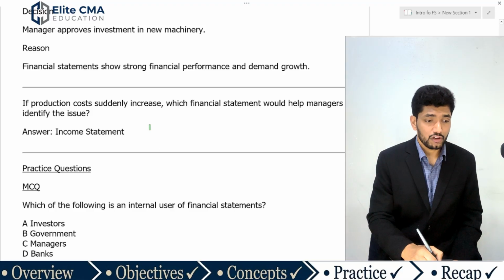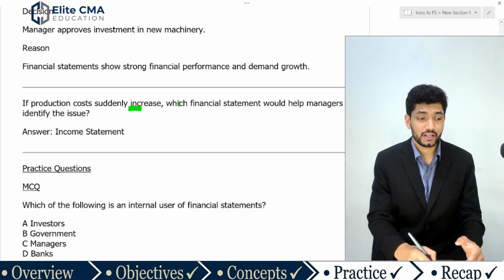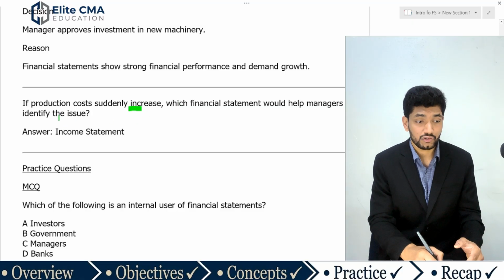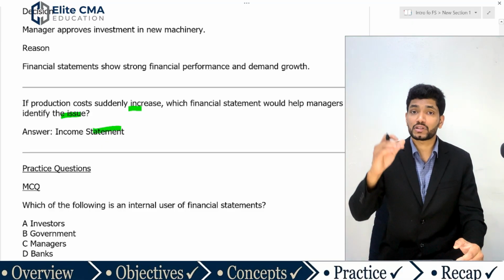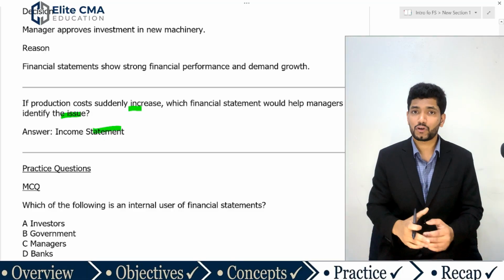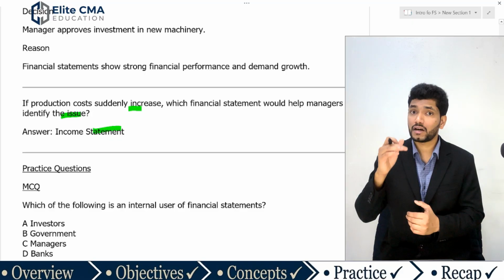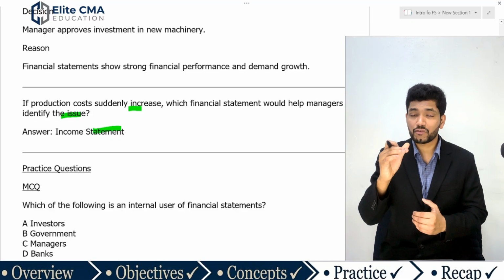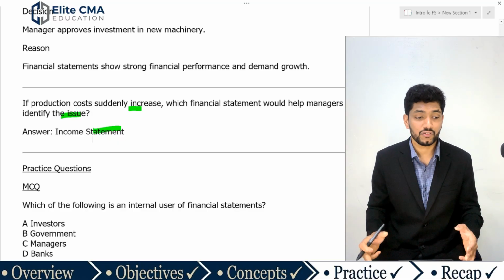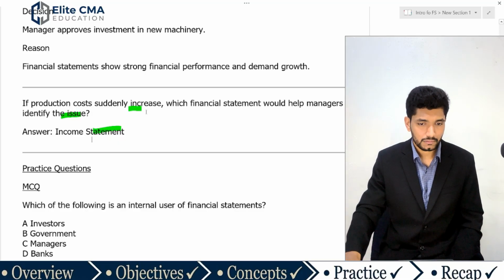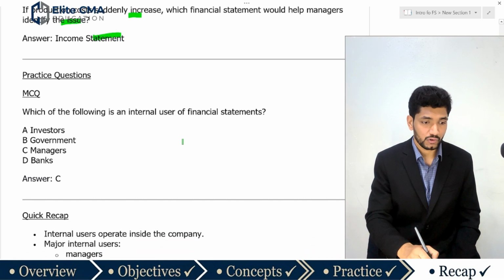Let's look into this case. If production costs suddenly increased, which financial statement would help the managers to identify this issue? Definitely it is the income statement, because the income statement reports the total income and expenses for a period of time. So if the production cost suddenly increases, the management has to review the income statement to identify this issue.